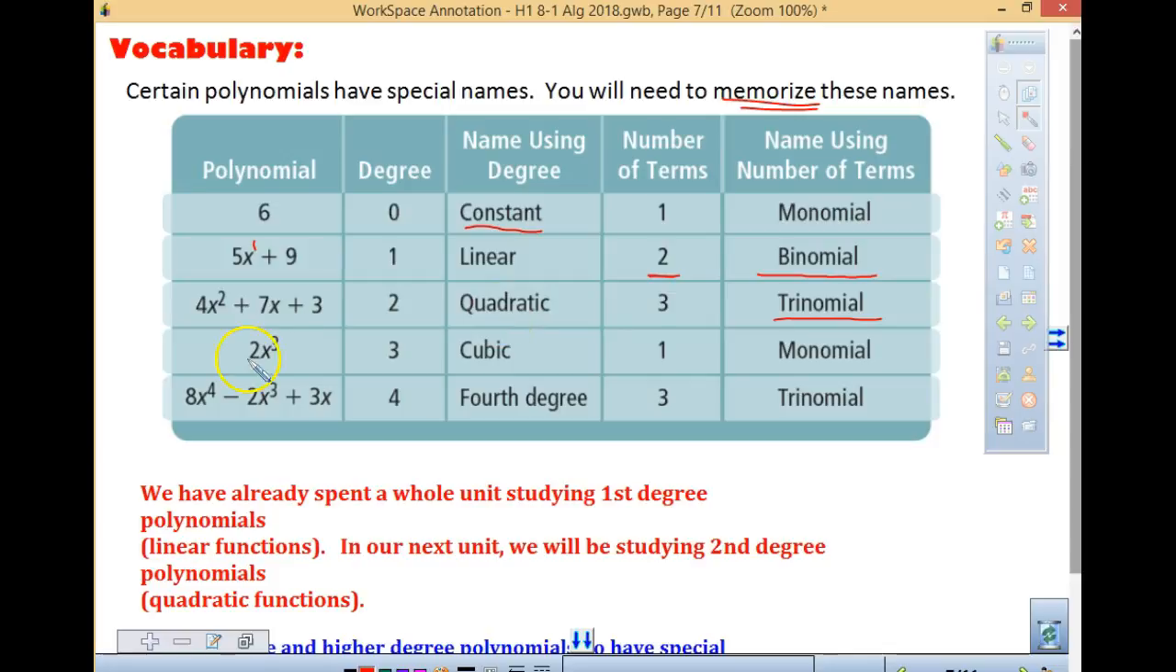So this one, there's no addition or subtraction. It's 1 term. It is back to our monomial. But this monomial has a degree of 3, so we call it cubic. Right? Cubic because it's 3rd degree. Anything above 3rd degree, kind of like if there's more than 3 terms, we just call it a 4th degree, 5th degree, 6th degree, 7th degree polynomial. So when we are looking at those, okay?